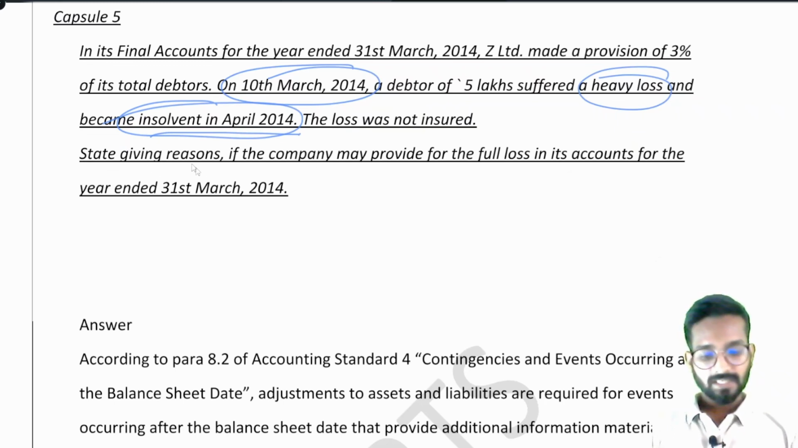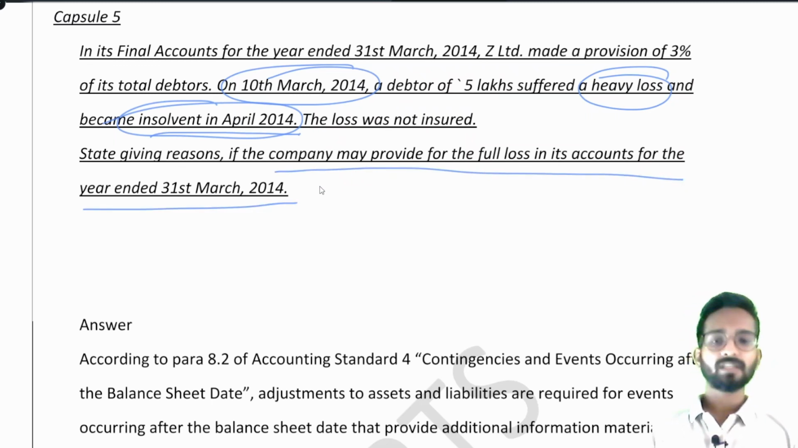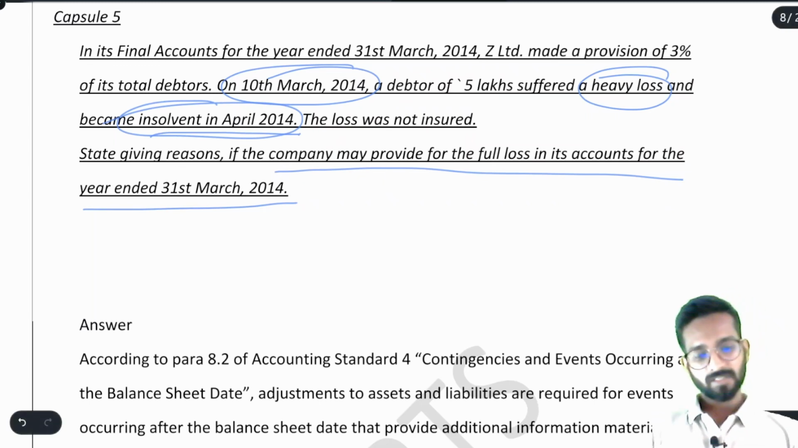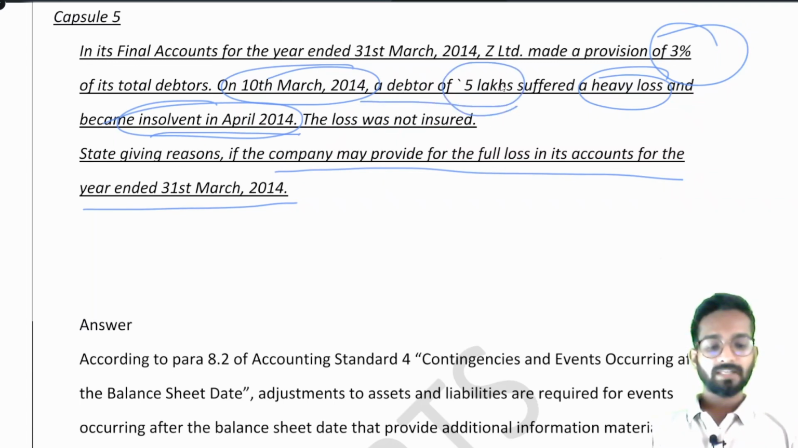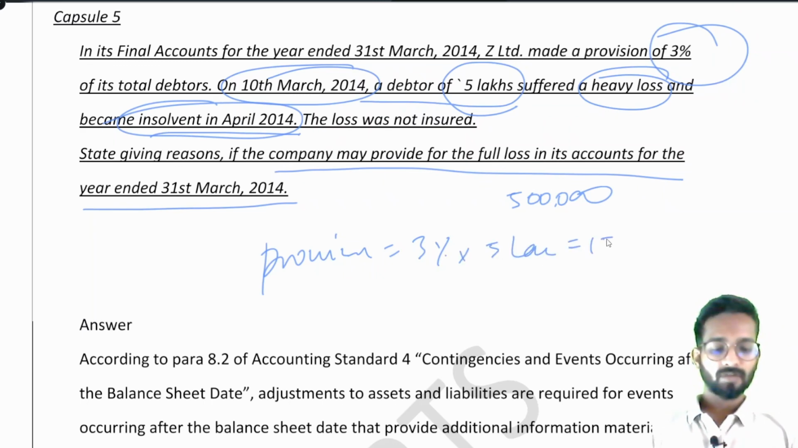State, giving reasons, if the company may provide for the full loss in its accounts for the year ended this. See, what does the company generally do? Company said that we create a provision for 3%. So for this particular debtor also, a debtor of 5 lakh, the company would have created a provision for doubtful debt. They created provision for 3% of 5 lakh. That is nothing but 15,000.